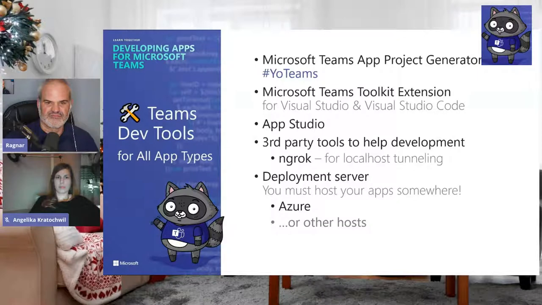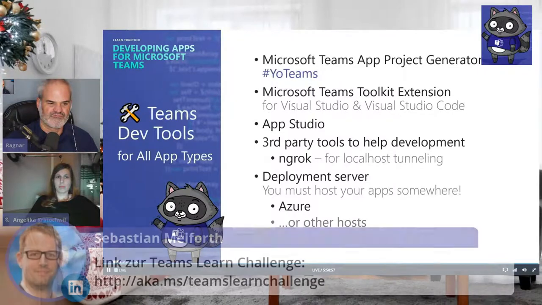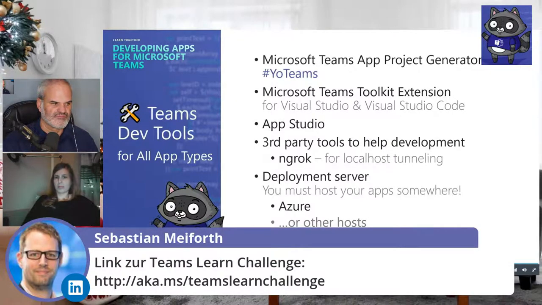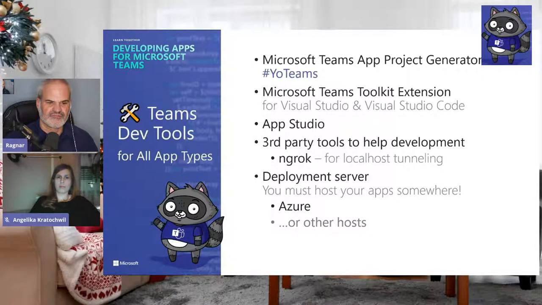To begin your new project, you can use a command line tool or Teams Toolkit. That both gives you an app scaffolding. We also use App Studio to create an app manifest and let you install and distribute your app. You probably want to use ngrok for localhost tunneling during development. But once you finish, you will need to deploy your app to, well, let's say, Azure.